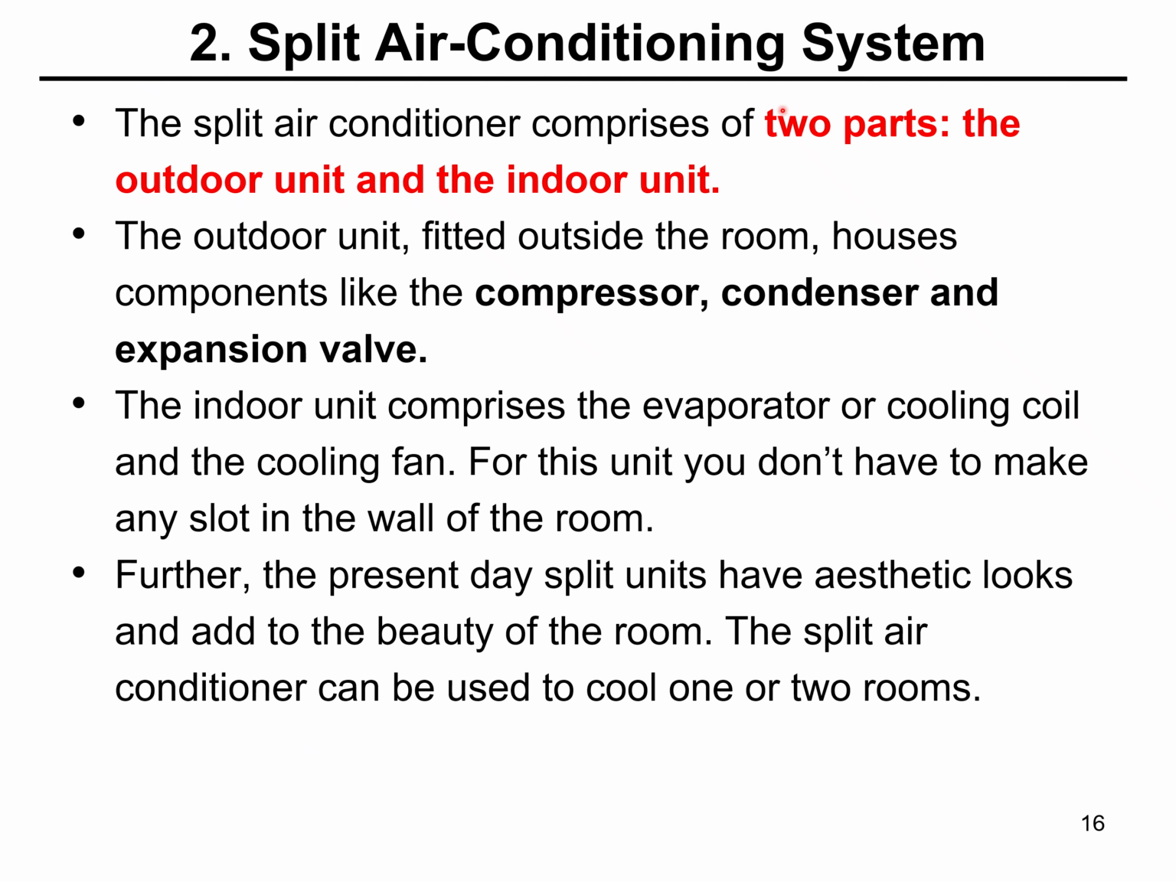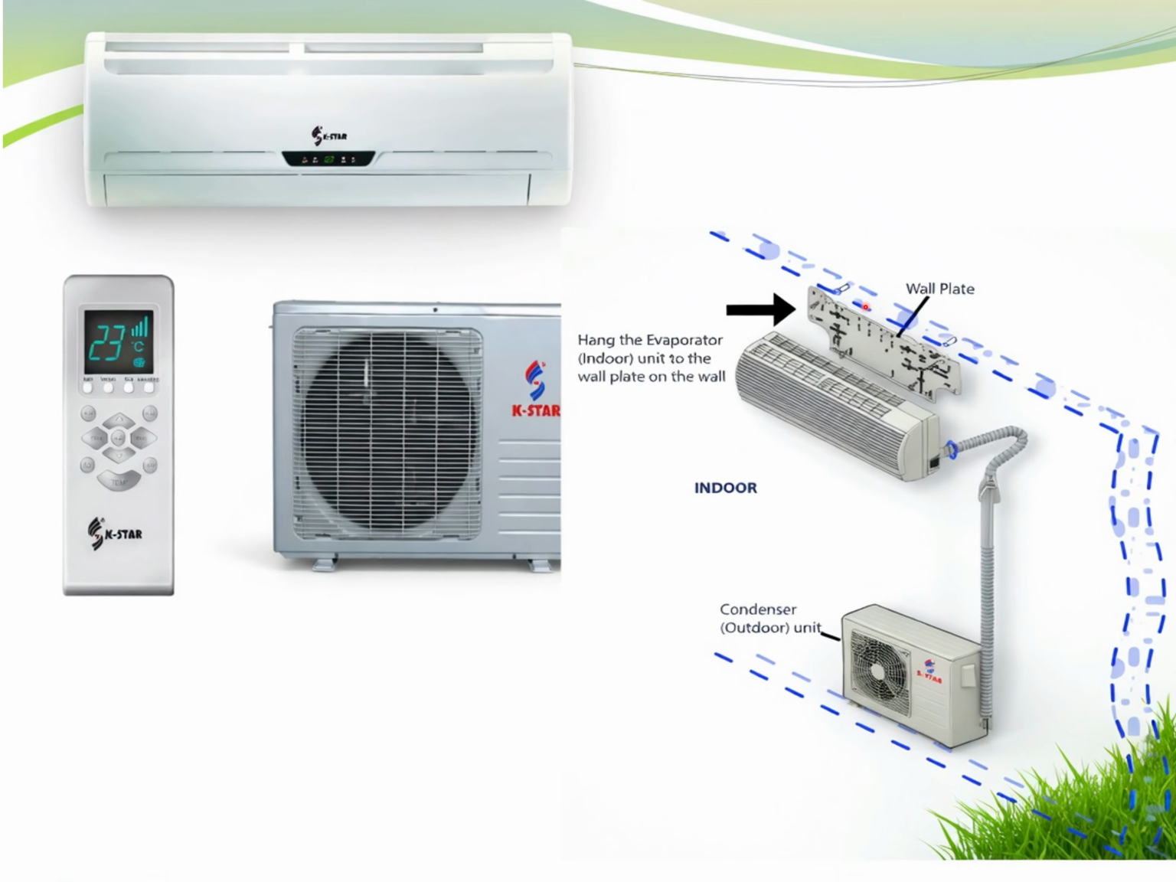Then the split AC has two parts, outdoor and indoor. We have already discussed this: compressor, condenser, expansion valve, and cooling coil. These three are kept in the outdoor unit, and the indoor unit contains the cooling coil. So this is our split air conditioner system, which is most commonly used in our houses.